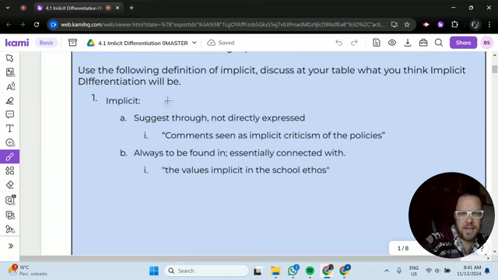So if we look at this, the bell work here is basically just for you guys to look up some things and kind of understand what does implicit mean. Okay, so go ahead, go through that on your own. Pause the video, look it up, use these definitions, etc.